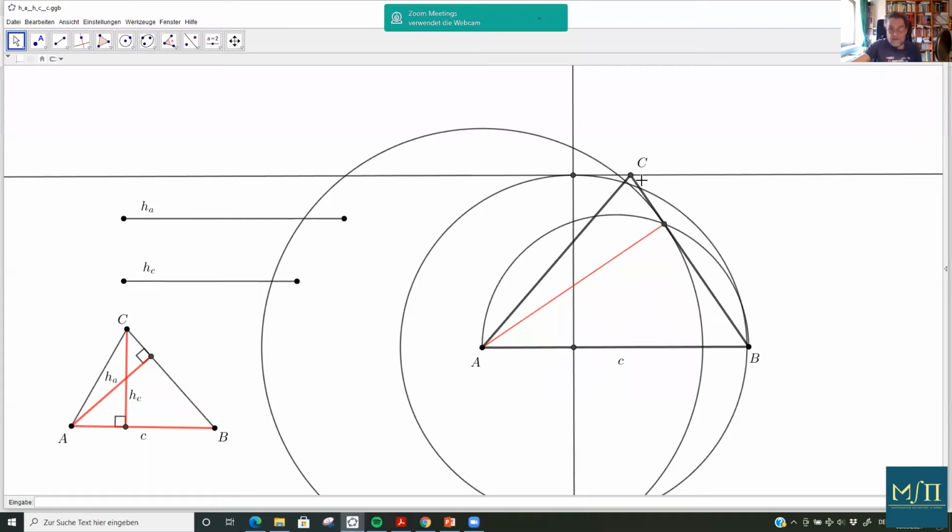And the altitude from C is equal to the given altitude HC, because all lines on this parallel have the same perpendicular distance from AB. So we could also add the altitude here if we wanted to. Now this is a typical construction of the type that we'll be looking at also with the other constructions that I have prepared for today. It's the easiest of the ones that I want to show.